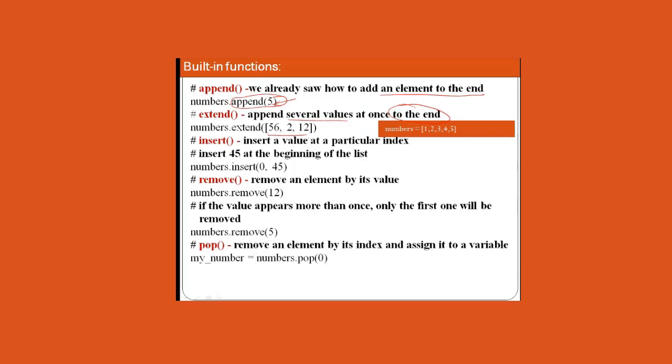If you want to insert at a particular index, you are inserting by putting the index value along with the value you want to insert. Remove removes an element by its value, right? Just mention the value, but if the value appears more than once, only the first one will be removed. Then pop removes an element by its index and assigns it to a variable. So remove is by value and pop is by index.